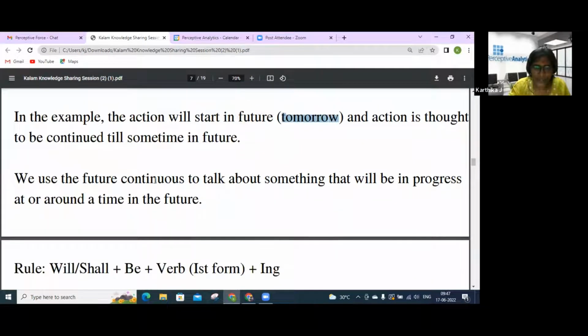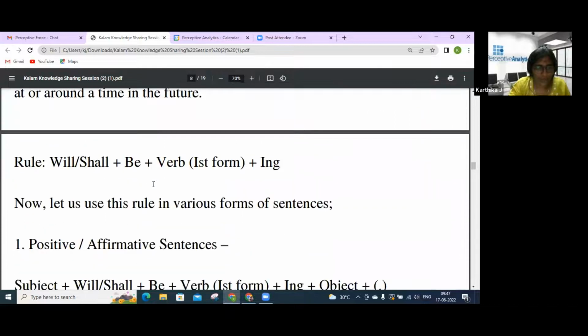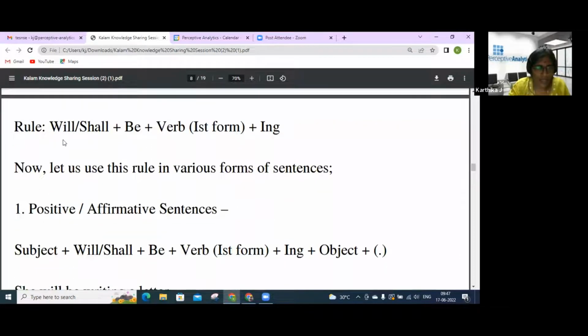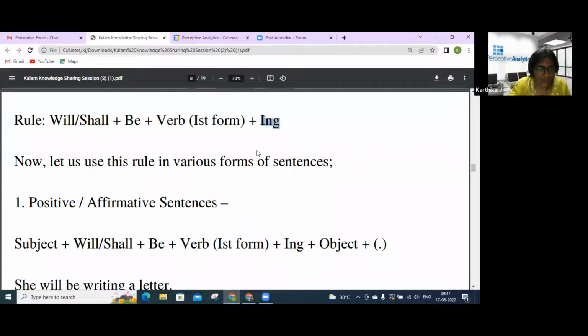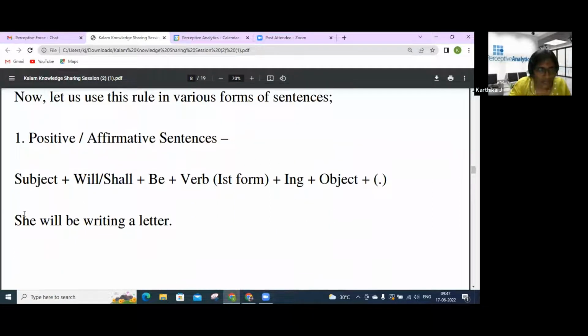We use future continuous to talk about something that will be in progress at or around some time in the future. So the rule for this is will or shall plus be verb plus verb first form plus ing. So we can see some examples. So she will be writing a letter. Here the verb is write, so that's why we are adding verb plus ing. So in the future continuous, we have to use the be verb. So she will be writing a letter.